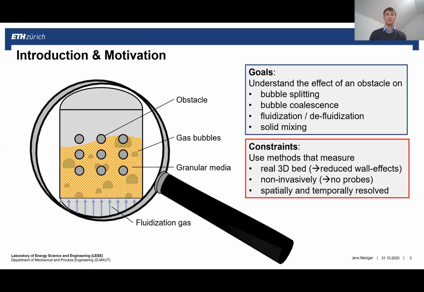So our goal here is to understand the effect of obstacles on, first, bubble splitting, secondly, bubble coalescence, thirdly, the fluidization and defluidization caused by the obstacle, and fourthly, the solids mixing. By using additional constraints, we want to use a method that measures all of these quantities, but in real 3D beds, so with reduced wall effects. It measures non-invasively, so we don't want to insert probes, to keep the original physics of the problem. And we want to have spatially and temporally resolved measurements so that we can really see how the bubble is evolving and interacting with the obstacle.